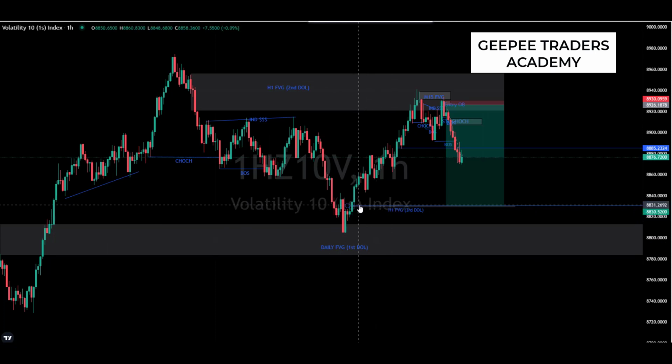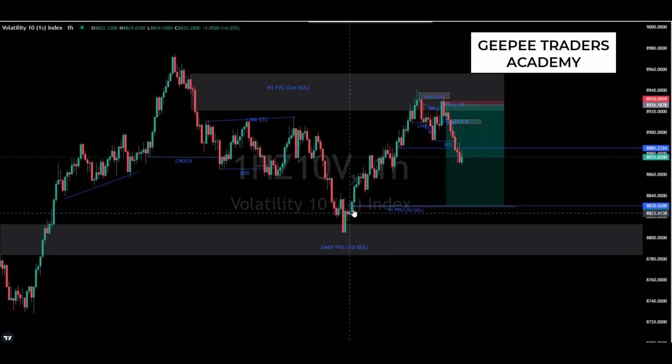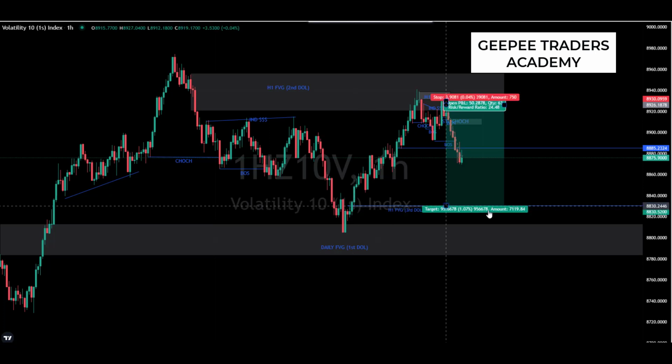Fair value gap right here. Use our OHLC concept. Take a look at this low. At the top left of my screen, you see OHLC values. You see that price, 8830.5200. Yes, that's our third drawn liquidity, and we expect price to come all the way down there.